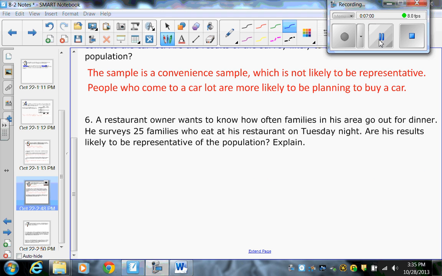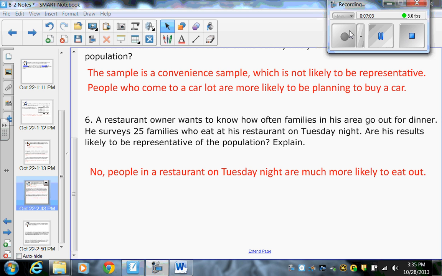And explain. So in this example, we would say no, it's not going to be representative of the population because, again, people in a restaurant on a Tuesday night are probably likely to be eating out. So if he's surveying about how often they go out, if you're asking people who are out to dinner, then they're more likely to be ones that actually go out to eat.